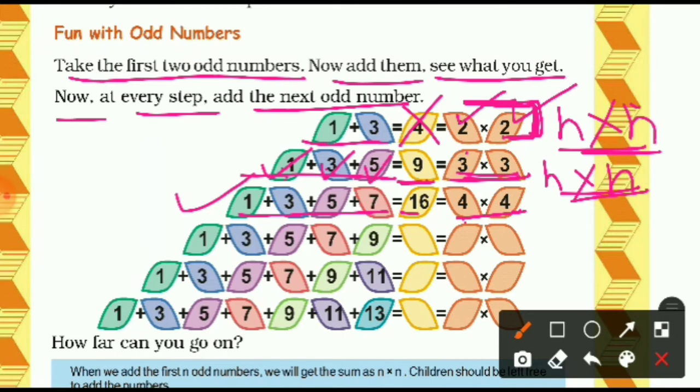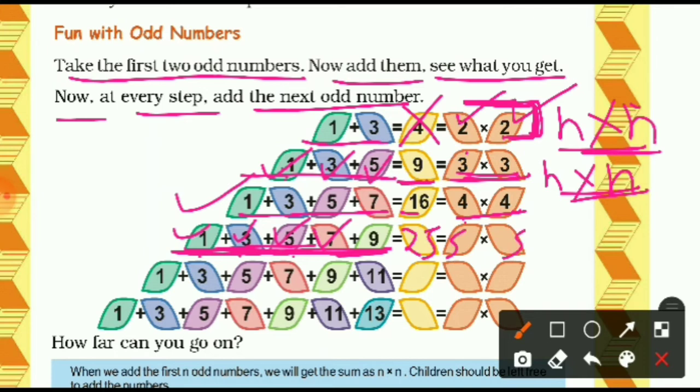Now in the next step we have 1 plus 3 plus 5 plus 7 plus another odd number, that is 9. We are adding the odd numbers. What is the sum? Let's add it. 1 plus 3 is 4, plus 5 is 9, plus 7 is 16, plus 9 is 25. The sum is 25, and we can write 5 by 5.